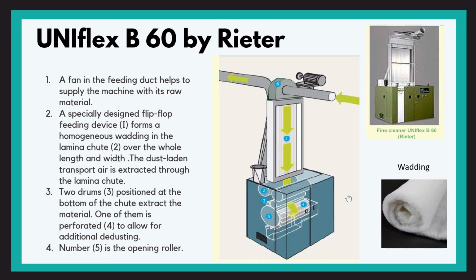Now there are 2 drums positioned at the bottom of the chute to extract the material. One of them, denoted by 4, is perforated to allow for additional dedusting. Perforated means it has certain holes on it. And then number 5 is the opening roller. And thus the whole process is carried out by Uniflex B60 by Rieter.